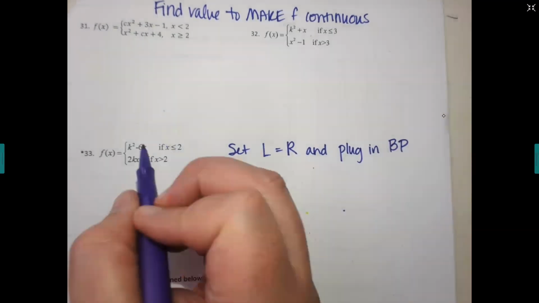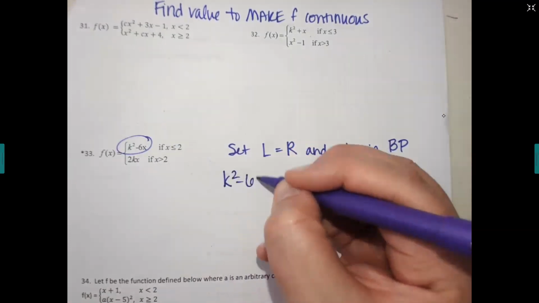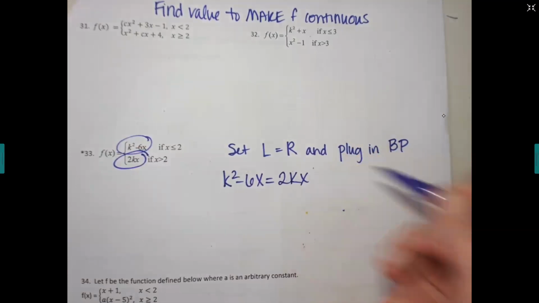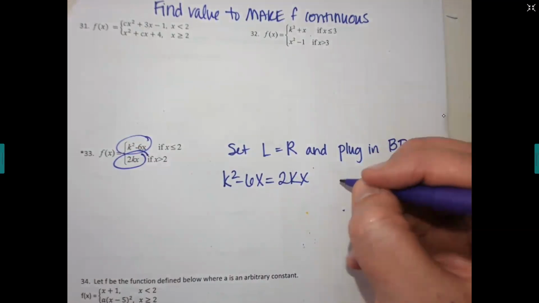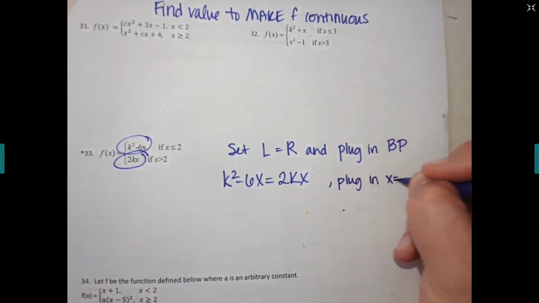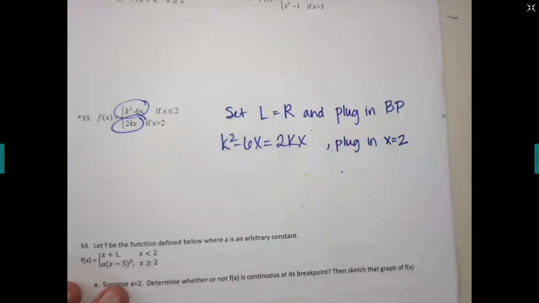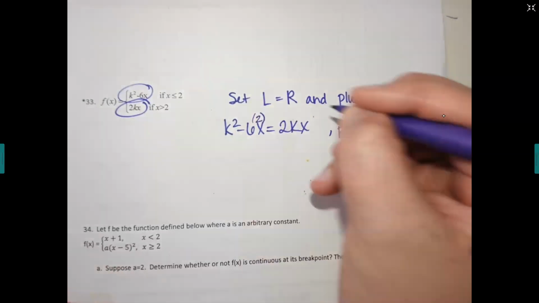So my left limit is k squared minus 6x. My right side is 2kx. And what is my breakpoint for me to plug in? Plug in x equals 2. Make sure you're plugging it in for x. We're solving for k, so don't plug it in for the wrong letter. So I'm going to put a 2 here, and I'm going to put a 2 here.